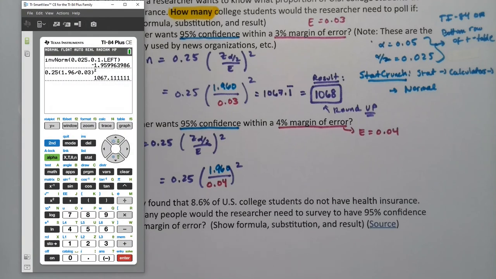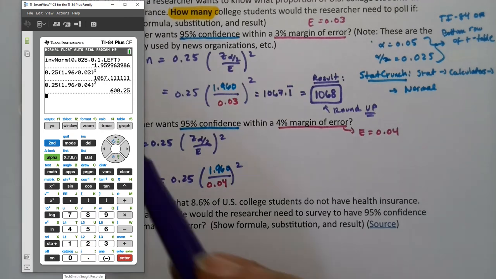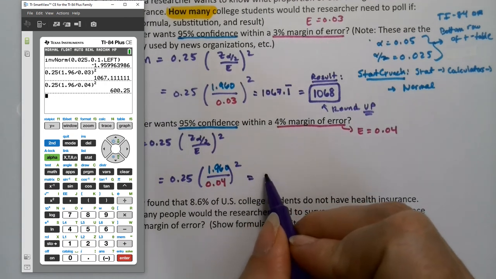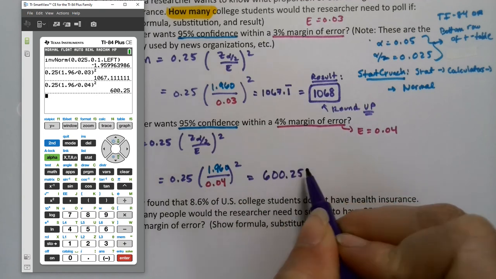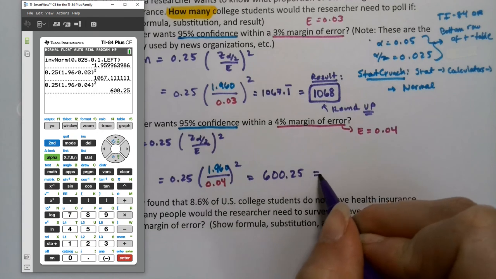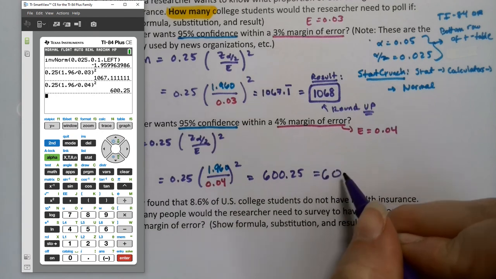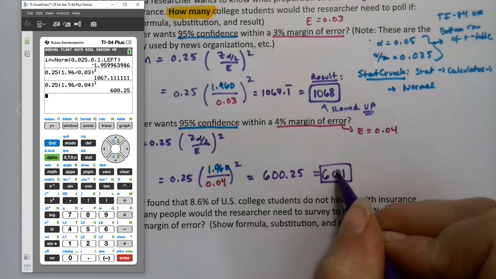Let's see what happens. So if I take 0.25 times 1.96 divided by 0.04, close parentheses, don't forget to square it, and press enter. Look at that. Far less people, right? Because I'm allowing a lot more inaccuracy. I'm letting it be a lot more squishy. So 600.25, you cannot talk to 0.25 of a person. So that means 601 is your answer.